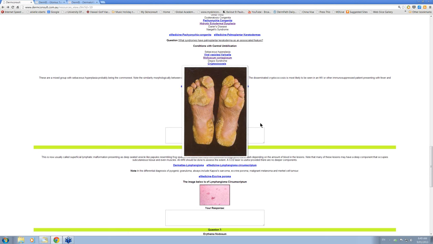This was a picture of pachyonychia congenita. Look how gross the keratoderma is. Now remember, in pachyonychia congenita, look at the nails, look at the inside of the mouth as well, because they'll usually have an area of leukokeratosis in the inside of the mouth.